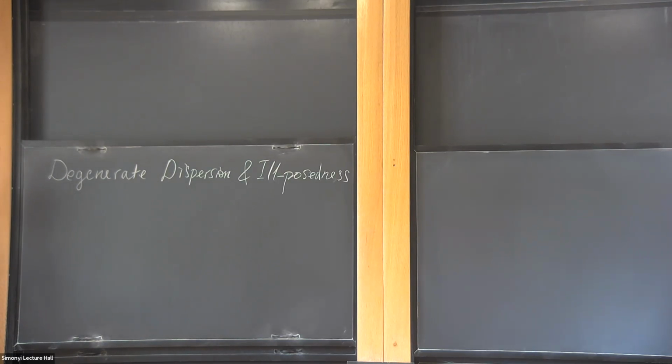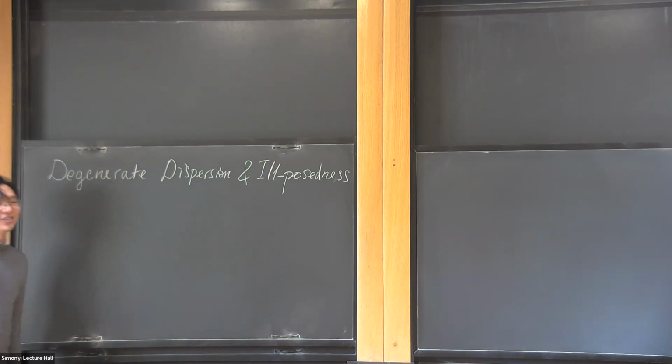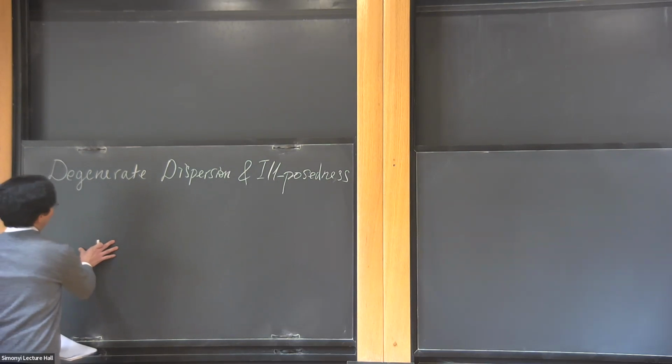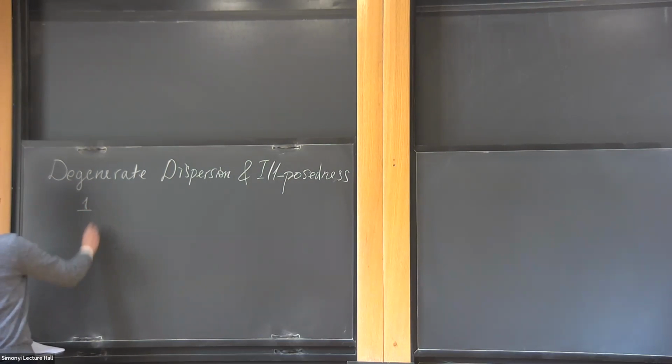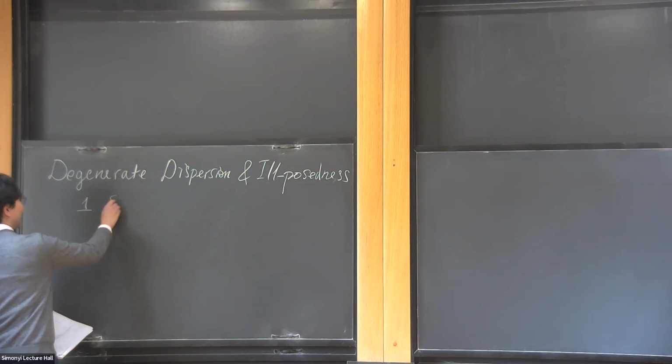So my goal is to give you some understanding of how we should deal with degenerate dispersive equations. Many of you probably haven't encountered these equations, but if you do, it will be good to know. But okay, so I will start with some prototypical examples. Examples of degenerate dispersion.